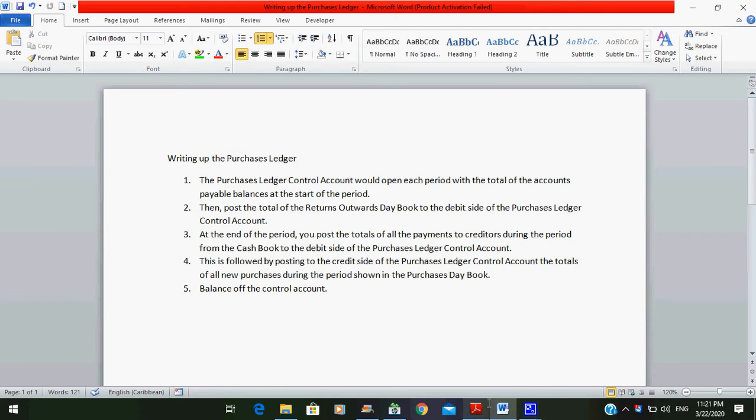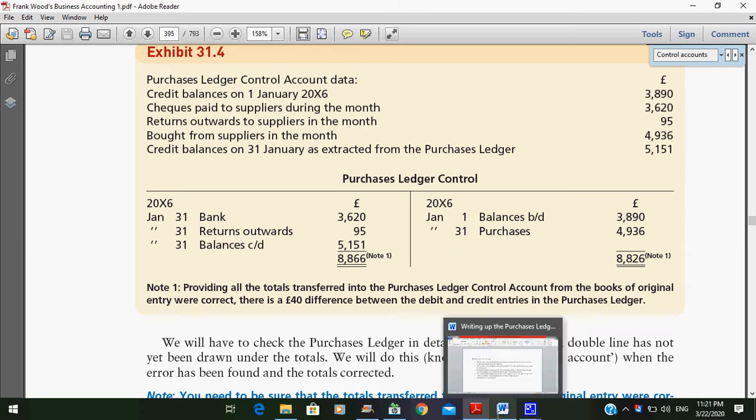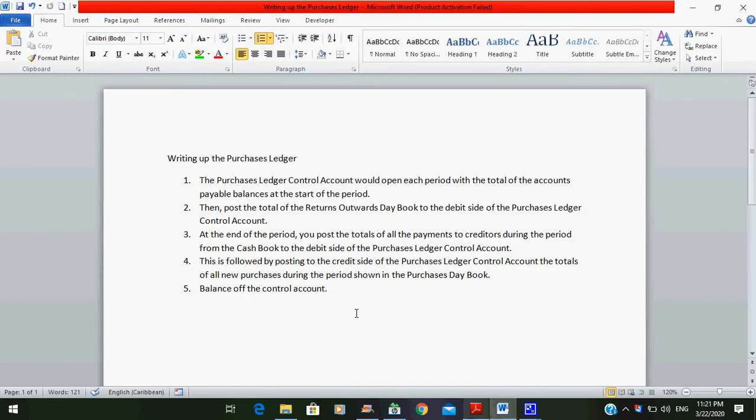Welcome to accounts. We're going to look at control accounts today, gentle folks. But our focus will be on the purchase ledger control account. Now, here are some steps to writing out the purchase ledger control account. If you can pause the video and write these notes, no problem.